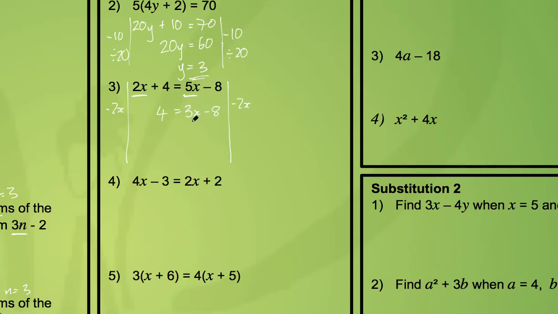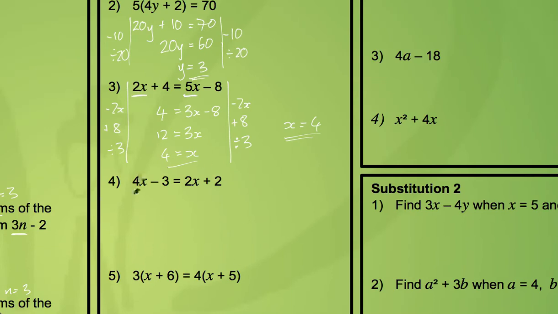Now I need to get this 3x on its own, so inverse operation to minus 8, adding 8 to both sides. 4 plus 8 is 12, equals 3x. The x is on the other side to normal, but it works in exactly the same way. I'm trying to get it on its own, so I now divide by 3. 12 divided by 3 is 4, so my answer is x equals 4.